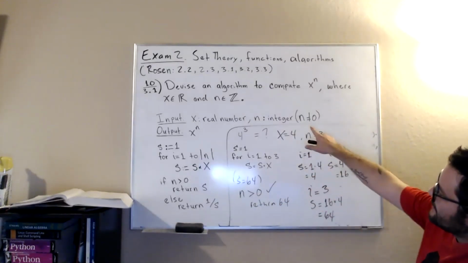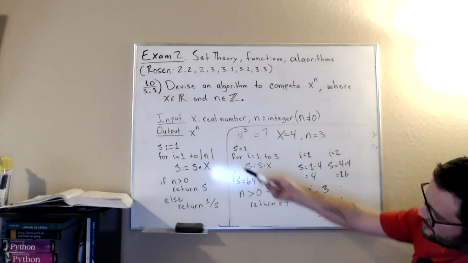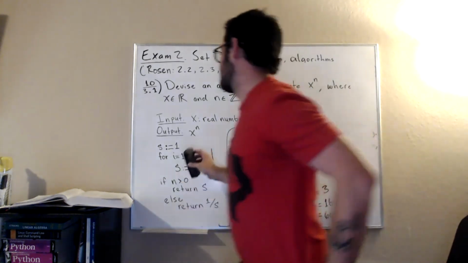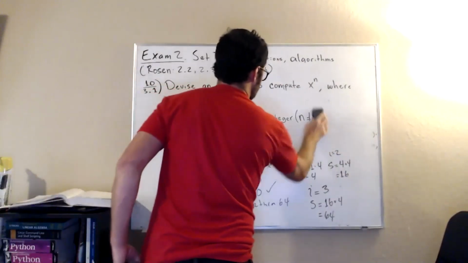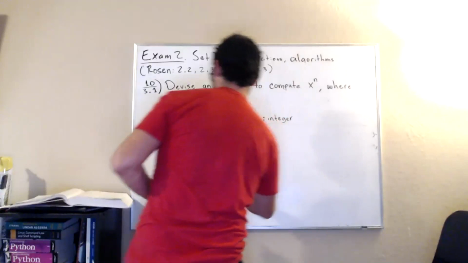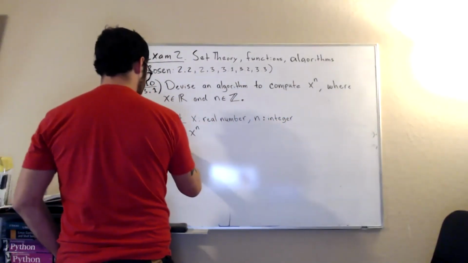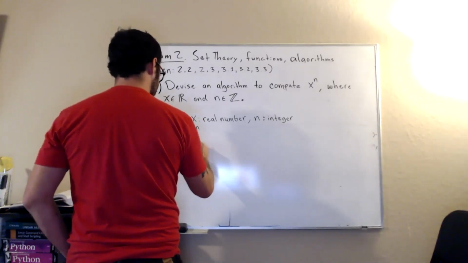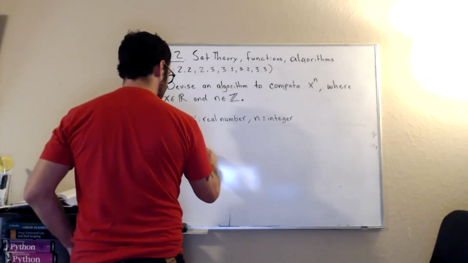Now, I did have to specify that n is not equal to 0, but we could fix that with an if statement over here. So I'm going to quickly write that down. I don't like that non-zero part right there. So if n is equal to 0, return 1, right?